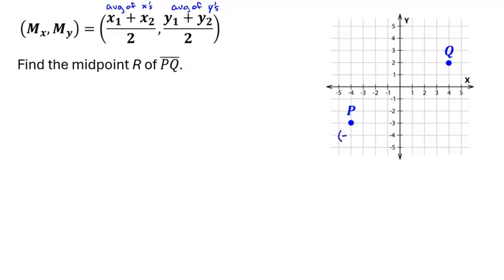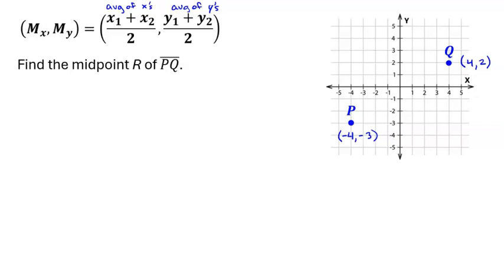So let's kind of label these points already. So we've got P at -4, -3. And then we've got Q at 4, 2. And so I went ahead and labeled those. And then it says find the midpoint R of PQ. So we know that R is going to be in the middle of these 2 points.